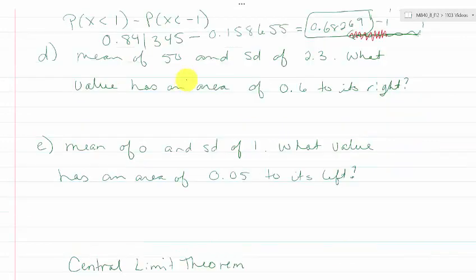The next one, a mean of 50 and a standard deviation of 2.3. For this one, we're doing something a little bit different. This time we want to find out what value has an area of 0.6 to its right. So sketch a normal curve, and we want an area of 0.6 to its right. If you're at the mean, that's 0.5 to the right. 0.6 then is going to be a little bit to the left of the mean, so it should be some value slightly less than 50.